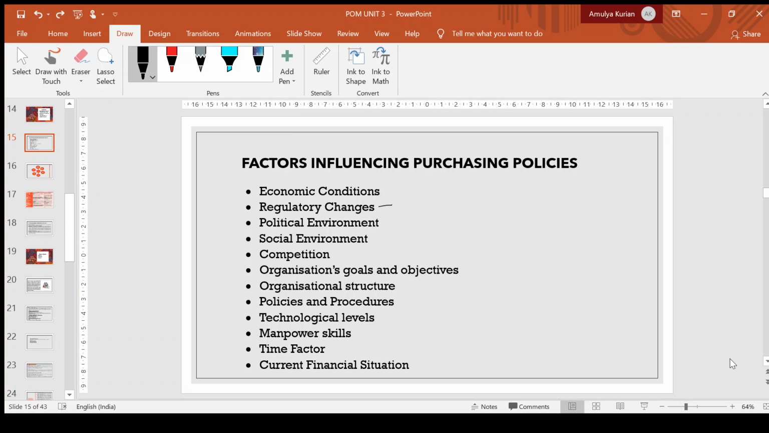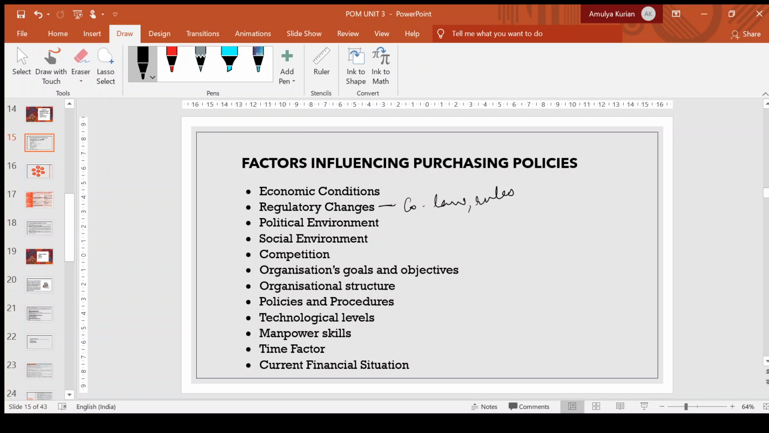First factor which affects purchasing is economic conditions. Any fluctuations which will happen in the money market or the interest rates will have an impact on the purchasing. Okay, so that is the first one. Second one, regulatory changes. Regulatory changes in the sense any changes in company laws, rules, regulations, etc., can have an impact on your purchasing policy.